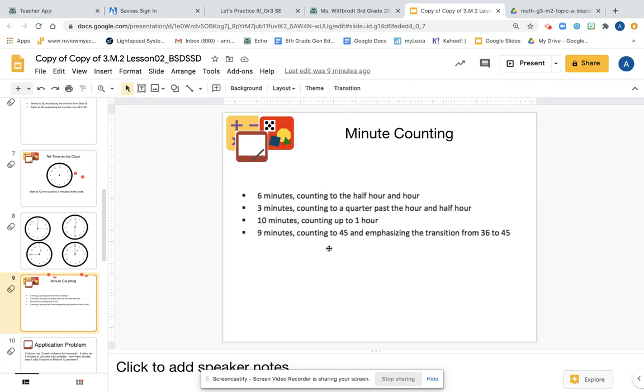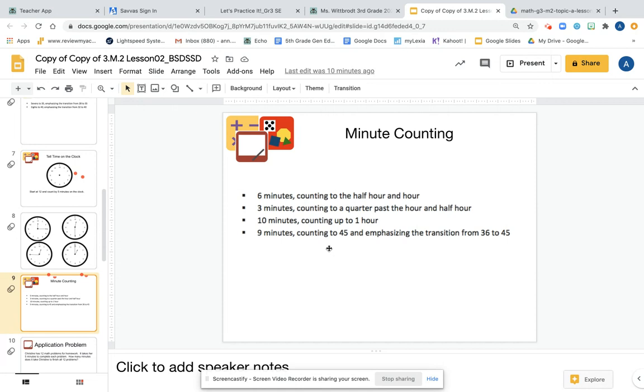This time, we're going to count by 10 minutes, counting up to 1 hour, and 1 hour is 60 minutes. So like we saw on that clock the first time. So starting with 10, everybody. 10, 20, 30, 40, 50, 60, stop.